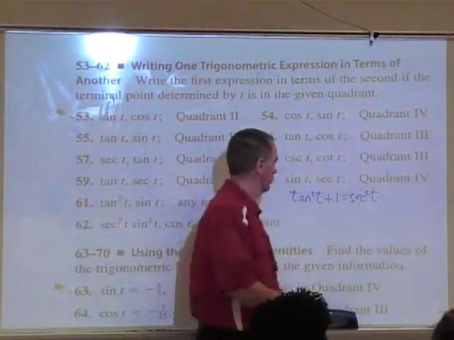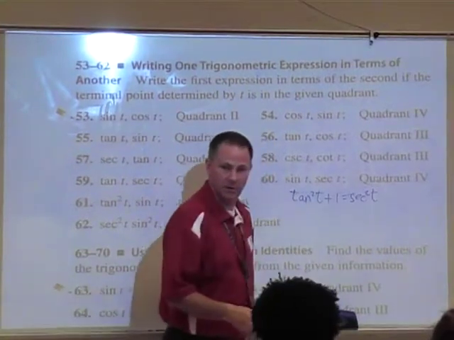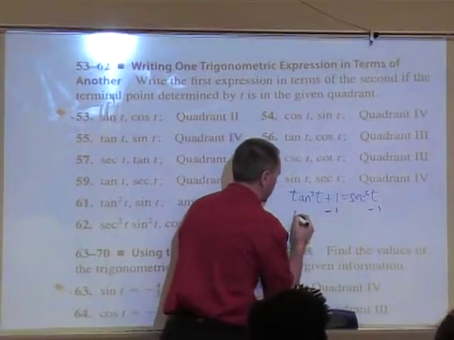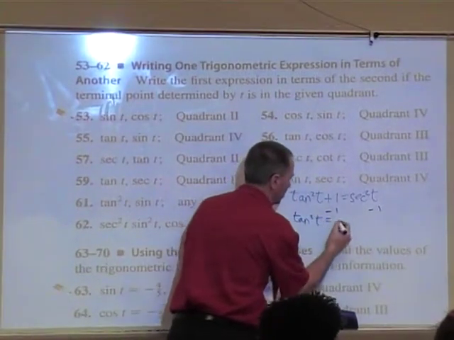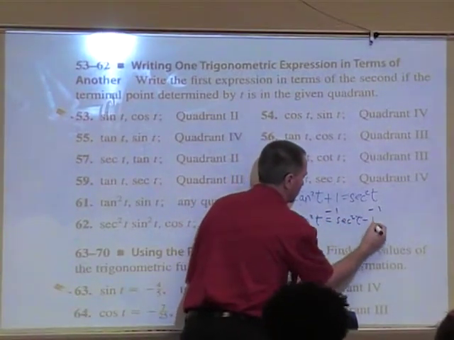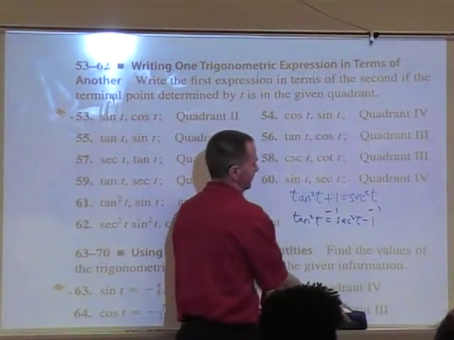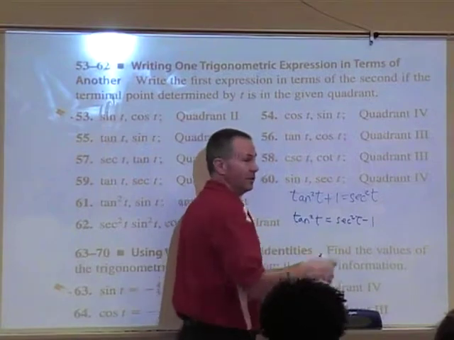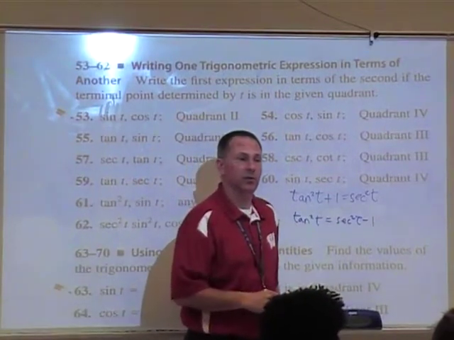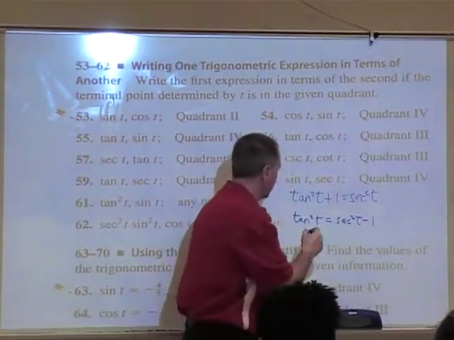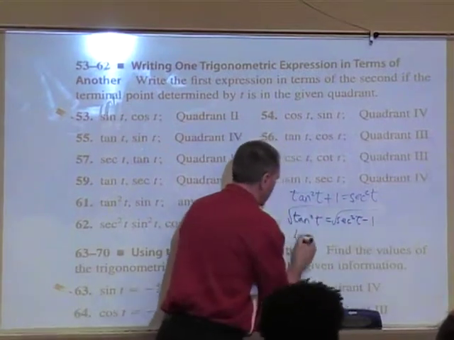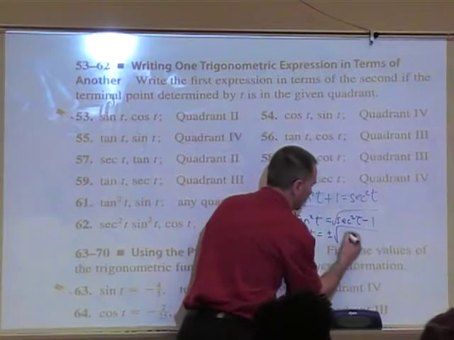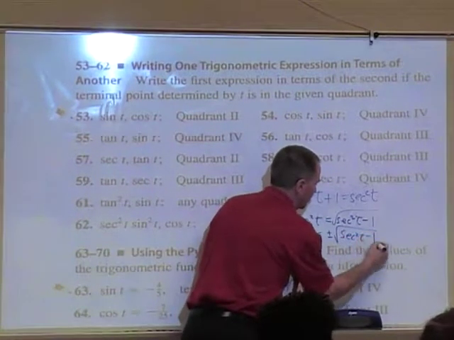Solve for tangent. Okay, so what am I going to do? Subtract 1. So now I have tangent squared of t equals secant squared of t minus 1. All right? Now I haven't solved for tangent though, have I? What do I got to do? Take the square root and you get plus or minus. So the tangent of t is equal to positive or negative the square root of secant squared of t minus 1.